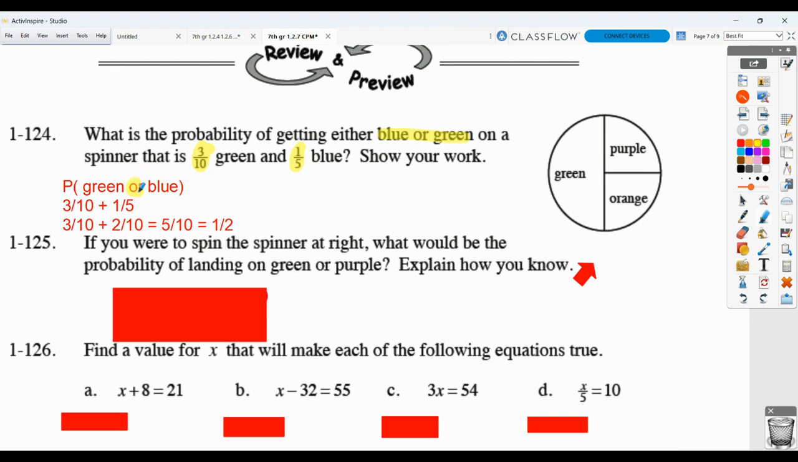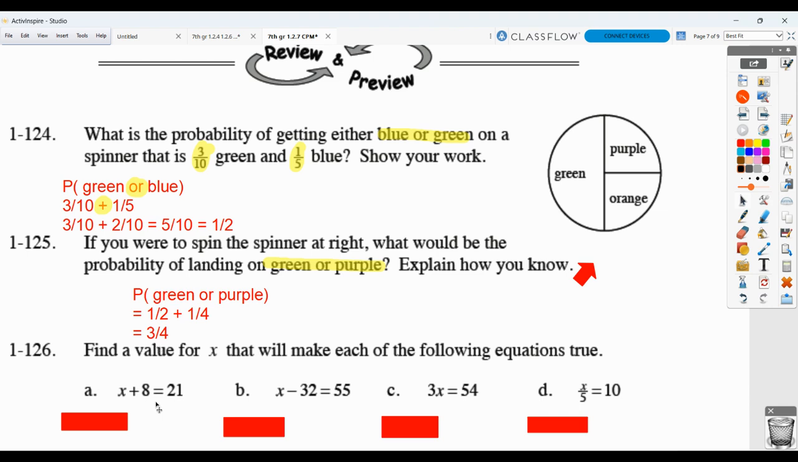Again, you may want to make a note for yourself whenever you have the probability that's a this or that. We're adding them because either one is considered a desired outcome. 125 relates to this one. What's the probability of landing on green or purple? So we can see green is half, purple is 1/4. Again, make sure you're showing the work and you're adding those.